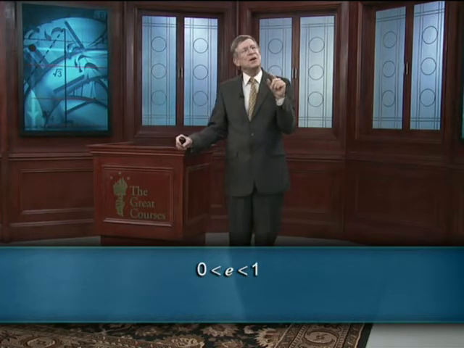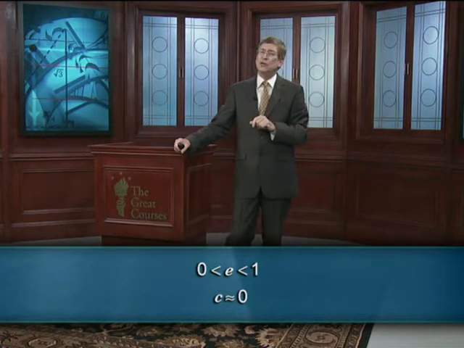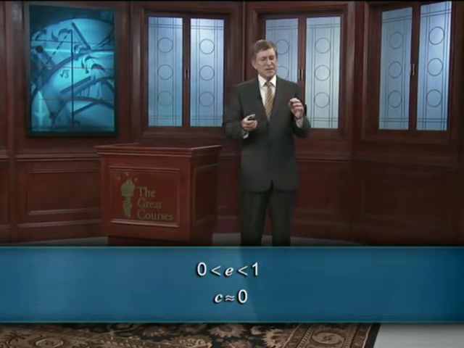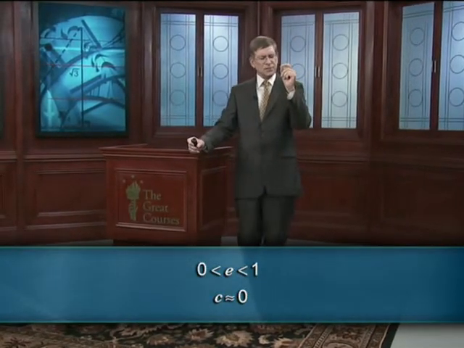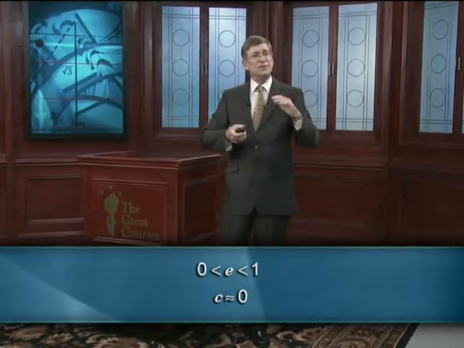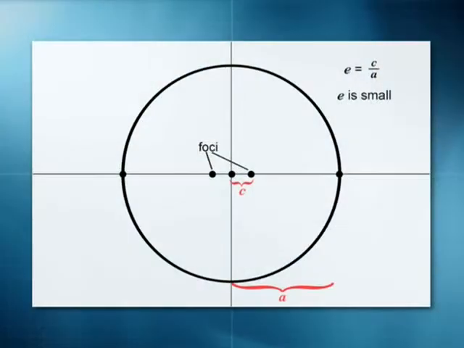Now, what if this number is really close to 0? That means that C is very close to 0. Well, what does that mean? That means that if C is close to 0, the distance from the focus to the center is very small, and your ellipse is very circular. It almost looks like a circle. Here's a picture of an ellipse having foci very close to the center.